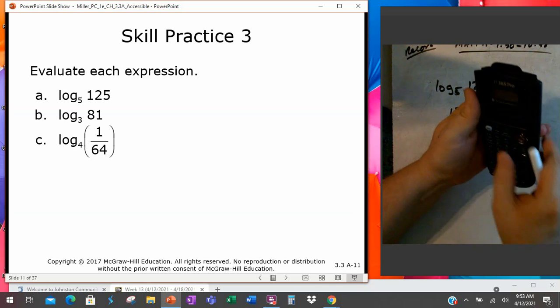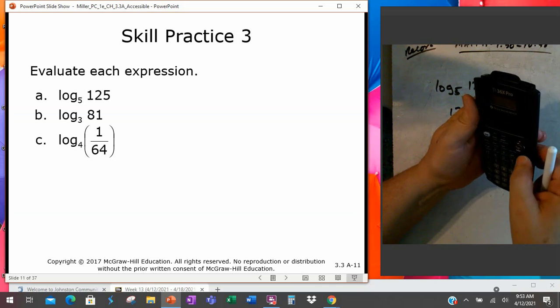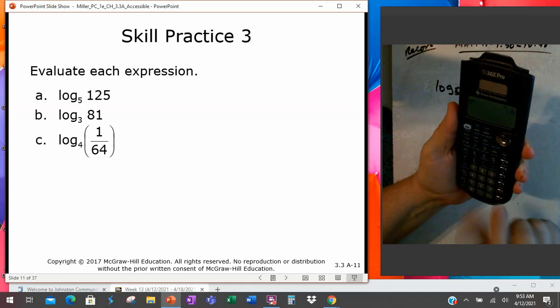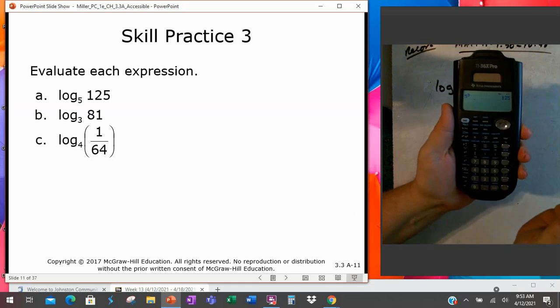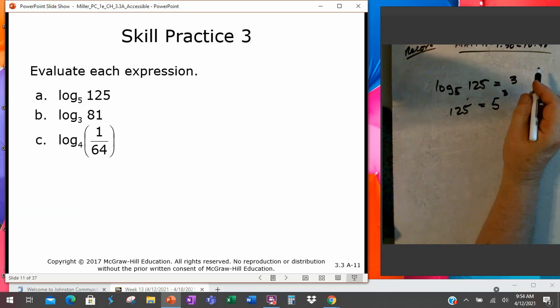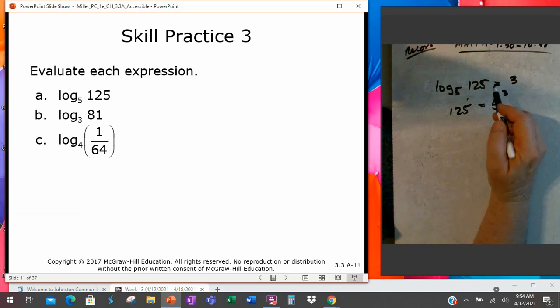Yes, indeed. If I do 5 cubed, I get my 125, 5 times 5 times 5. So that would be 3. So the log of this is equal to 3. What number, when I raise 5 to that power, gives me the 125? And that's 3.